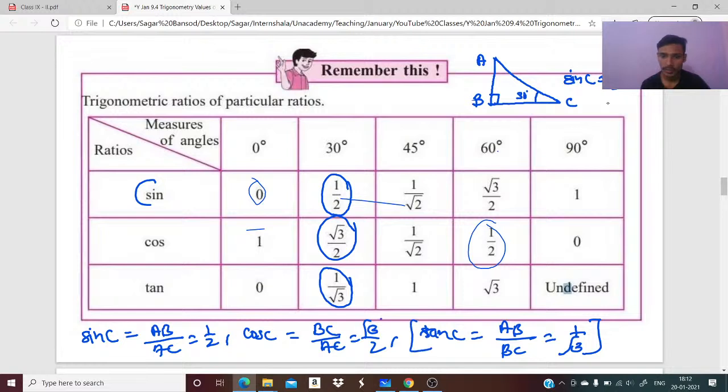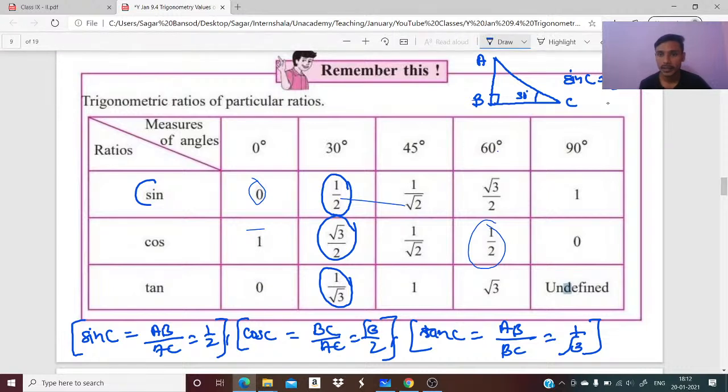Okay, these are the things which you can directly tell me if you know that one of your angles is 30 degrees. Similarly, since this will be your 60 degree angle, you can also tell me the sine, cos, or tan ratios for this angle. So your sine ratio for this angle will be root 3 by 2. Then the cos ratio for this angle will be half. And the tan ratio for this angle will be root 3.